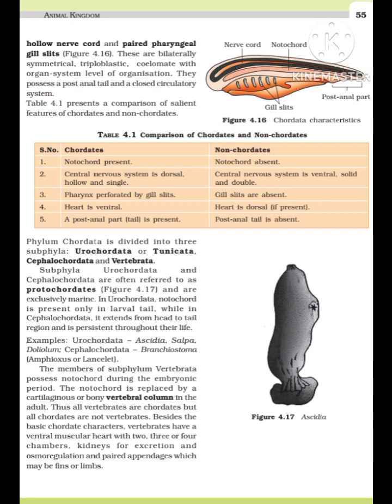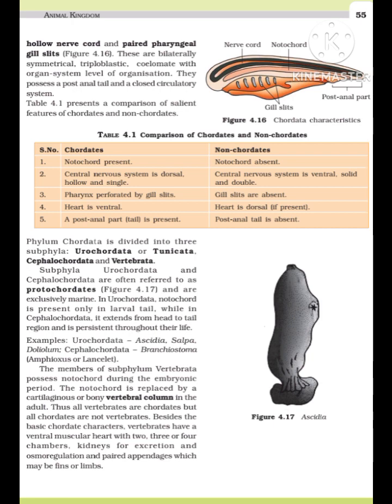S.No. Chordates, Non-chordates. 1. Notochord present. Notochord absent. 2. Central nervous system is dorsal, hollow and single. Central nervous system is ventral, solid and double. 3. Pharynx perforated by gill slits. Gill slits are absent. 4. Heart is ventral. Heart is dorsal, if present. 5. A post-anal part, tail, is present.